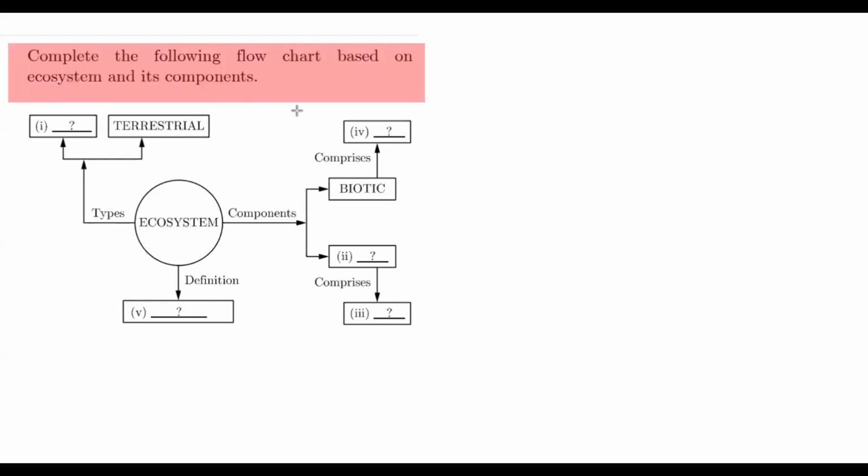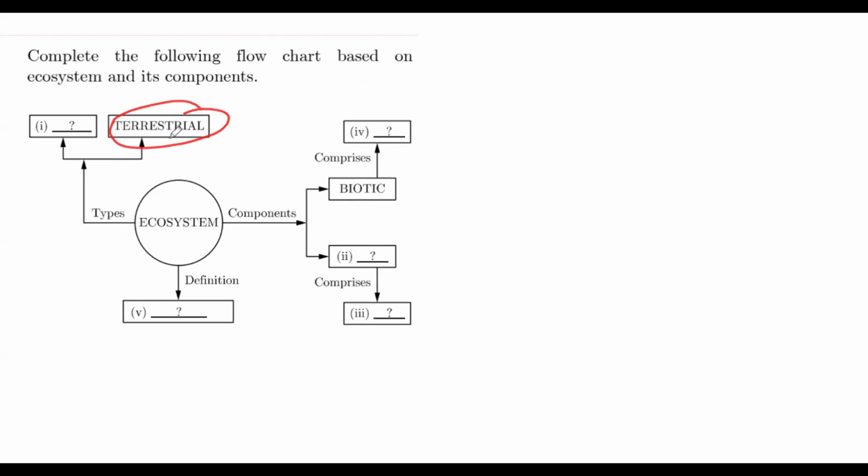In this question, we have to complete this flow chart over here. So I can see that the types of ecosystem is the first here. What you can see is that the ecosystem given here is terrestrial, and what is the other ecosystem? Aquatic ecosystem, right? That is sea, lake, oceans, and all.